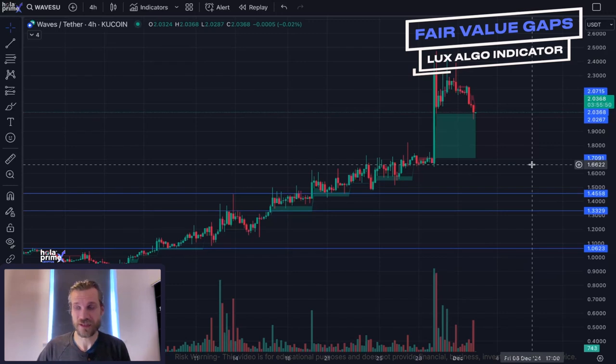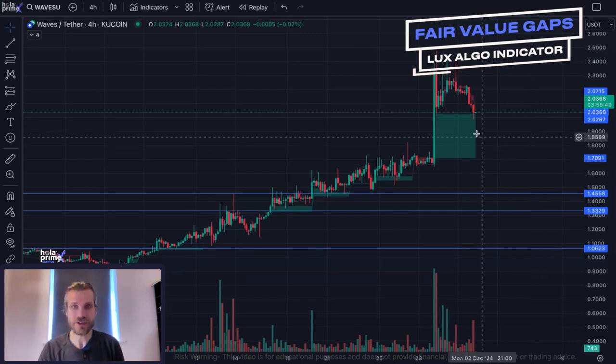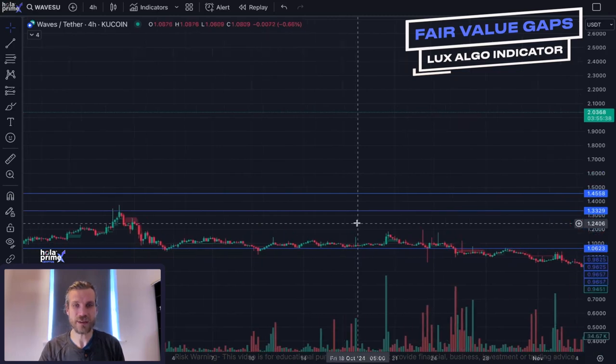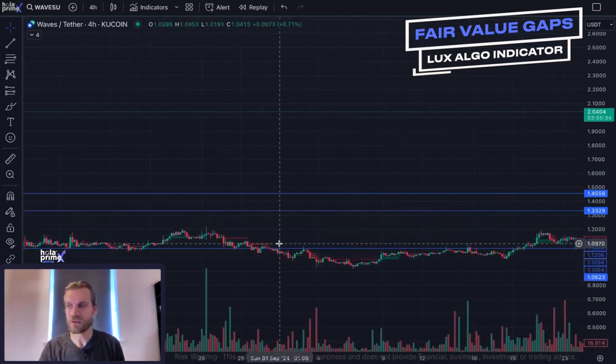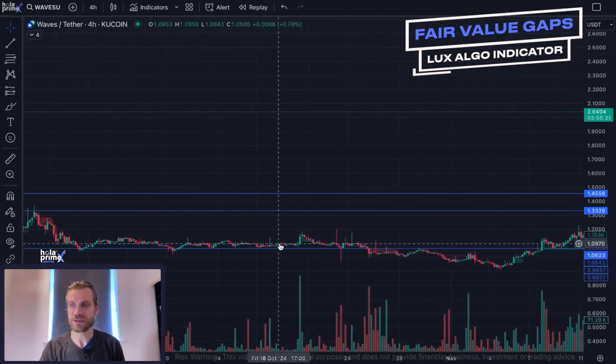So with the free fair value gap indicator by Algo enabled on my price chart, you can see the fair value gaps are now visible, with the green gaps being buy orders that haven't been filled, which you can see here, and then the red gaps, which you can see down here, and there's a few more here, and here, and here, and here, where sell orders haven't been filled.